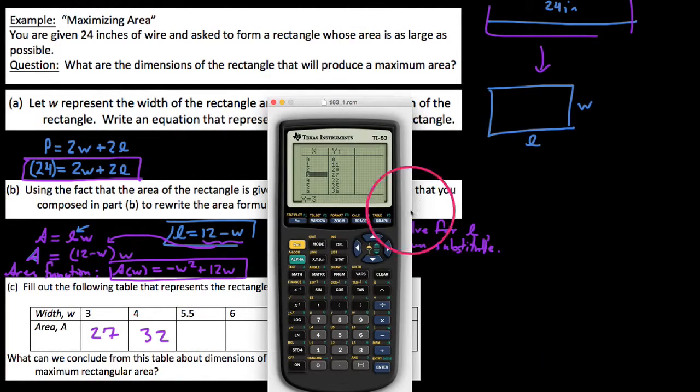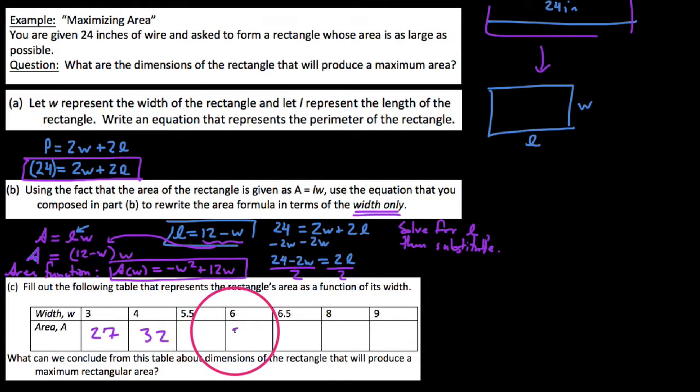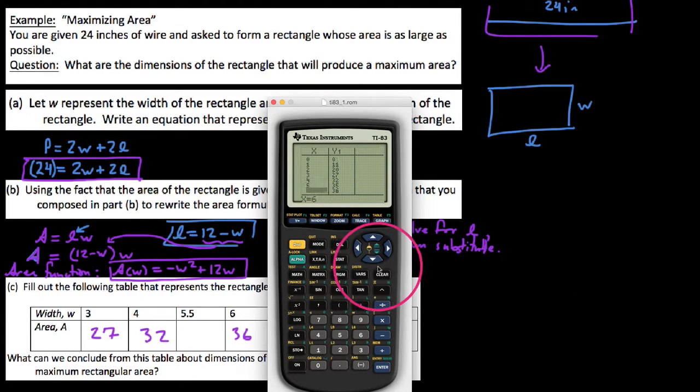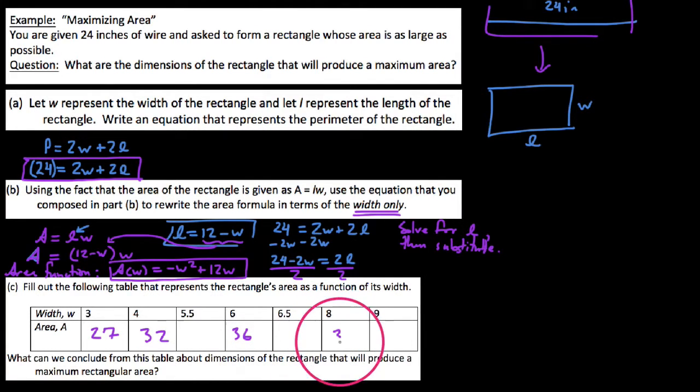We'll hop over here to, how about 6, 8, and 9? I've got some whole number values here. At 6, we get 36. For 8, I'm going to scroll down to where we get a width of 8. 8 is 32 and 9 is 27. So we get 32 and we have 27 here.